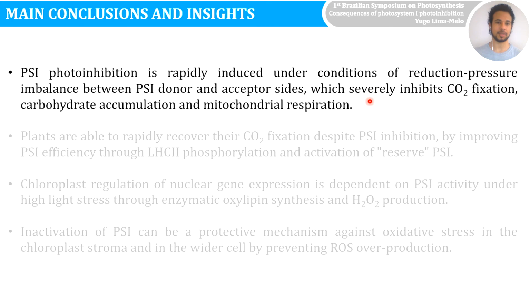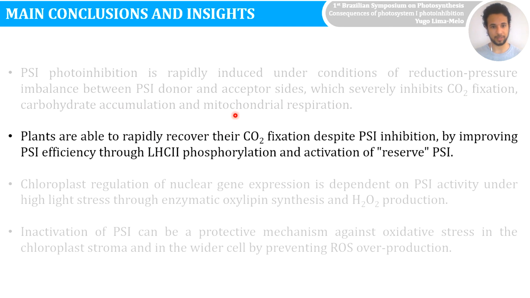As the main conclusions and insights of our work, we show that photosystem 1 photoinhibition is rapidly induced under conditions of reduction pressure imbalance between photosystem 1 donor and acceptor sites, which severely inhibits CO2 fixation, carbohydrate accumulation, and mitochondrial respiration.